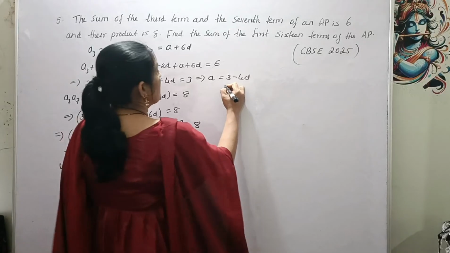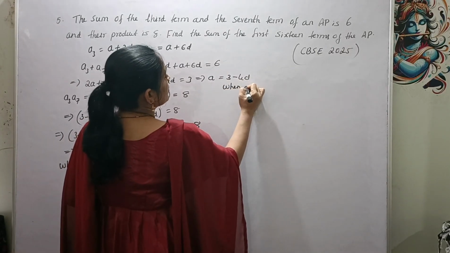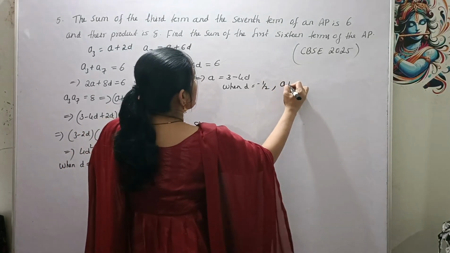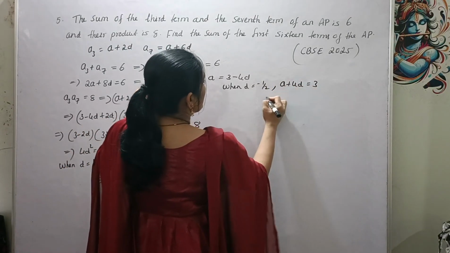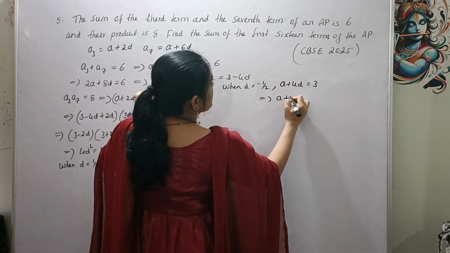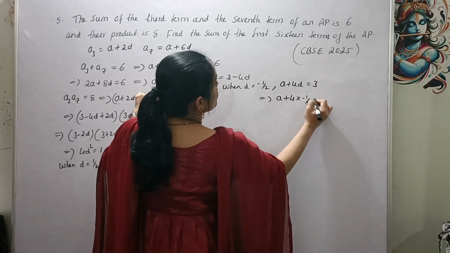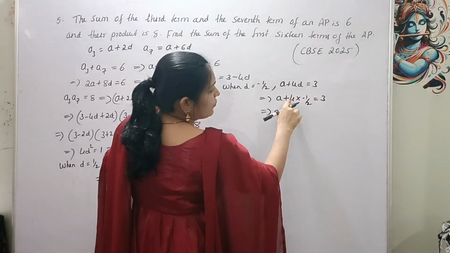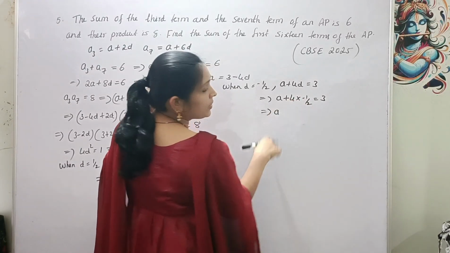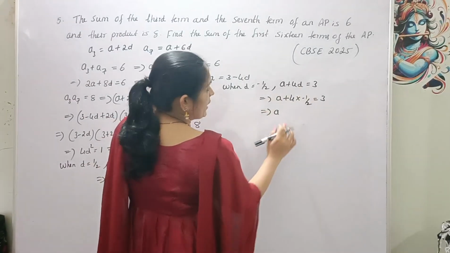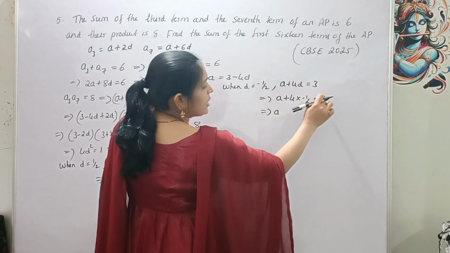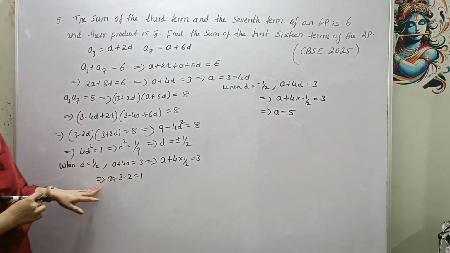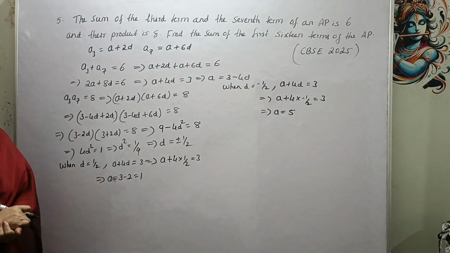Then next, when D is equal to minus 1 by 2, what is the value of A? Substitute here. A plus 4D is equal to 3 implies A plus 4 into minus 1 by 2 is equal to 3. That implies A minus 2 is equal to 3. Take this minus 2 to the right side, it will be 3 plus 2. So A is equal to 5. So when D is equal to minus 1 by 2, A is equal to 5.